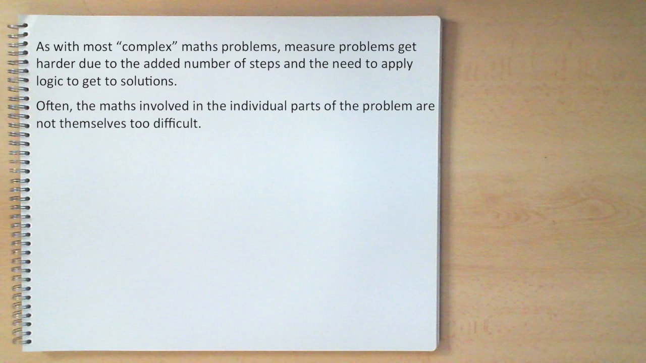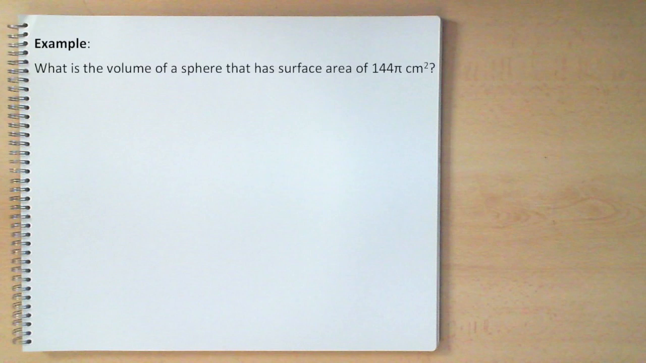So let's have a look at a couple of problems that on the face of it look quite difficult, but in fact if you work through them carefully you'll see that the maths involved is quite straightforward. Our first example involves the volume of a sphere. So what is the volume of a sphere if we're given the surface area of 144 pi centimeters squared? So you're told one fact about an object and you're having to work out another fact.